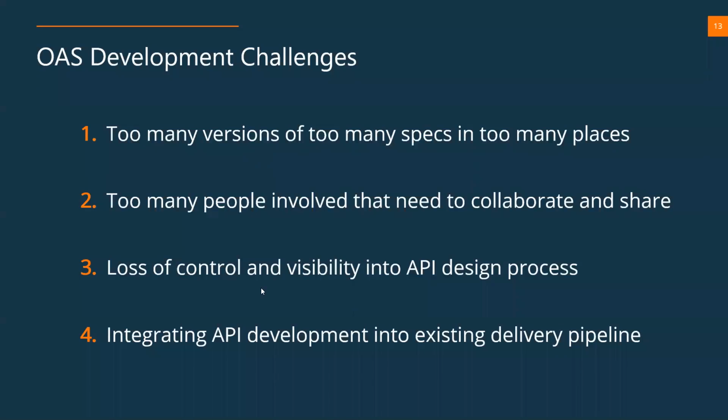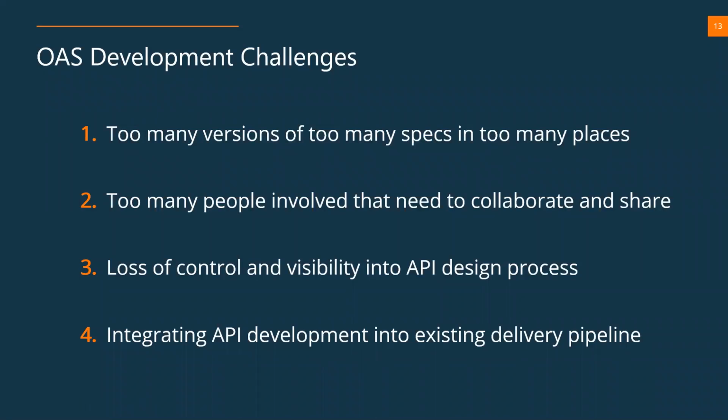The second challenge would be relating to collaboration. So, too many people involved that need to collaborate. Once again, if you don't have your API definitions stored within an area where everybody can access them, view them, and collaborate, you run the risk of people making changes to one definition that is not aligned with what's going into development, and just not having that overall, efficient collaboration between your team.